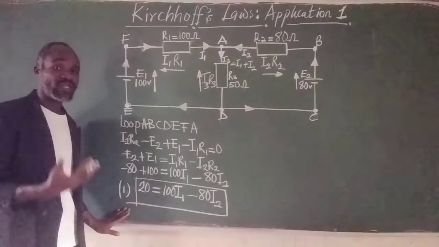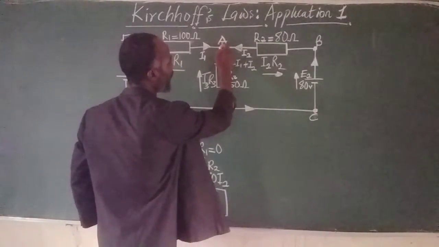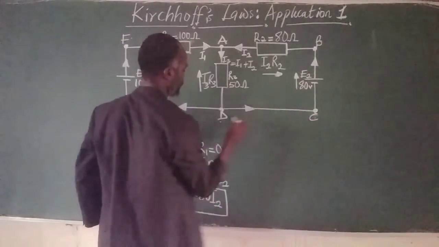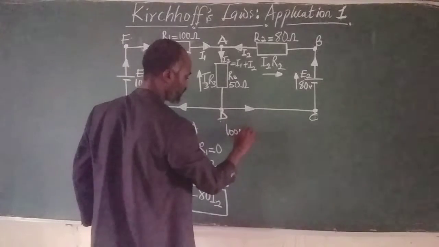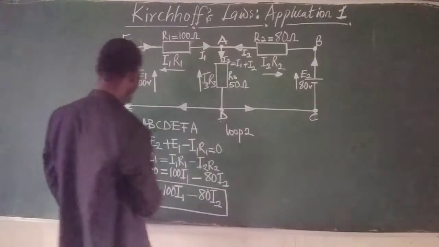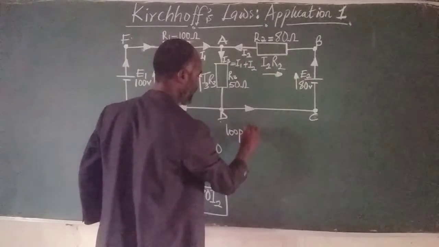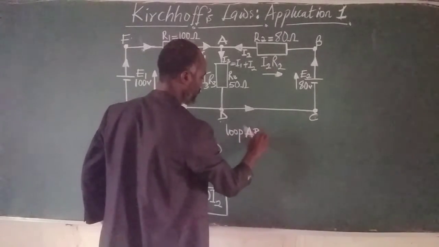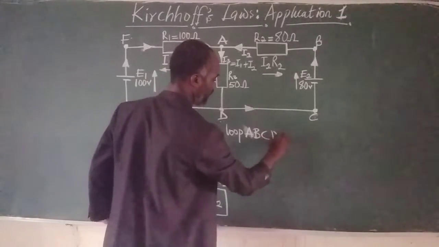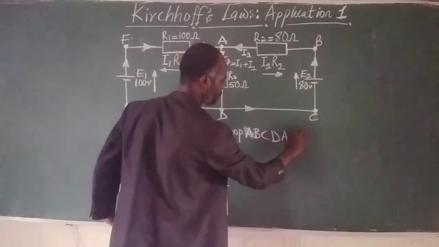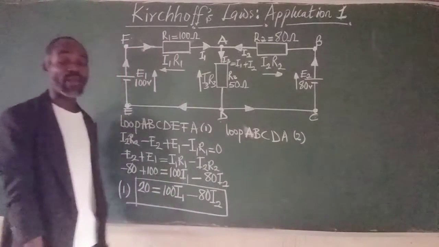We are going to generate another equation using the second loop. The second loop is going to be A, B, C, D, and back to A. So let's look at loop 2. This is loop 2, and this is loop 1. Loop 2 is A, B, C, D, and back to A, while this is loop 1. So let's see what happens there.